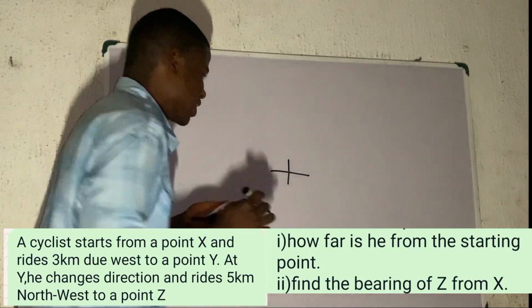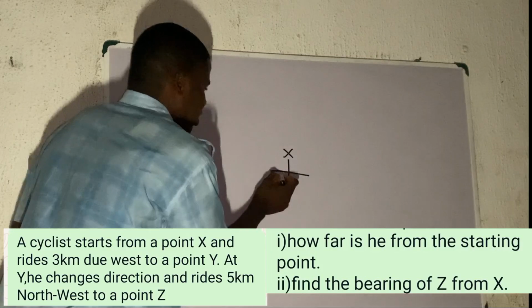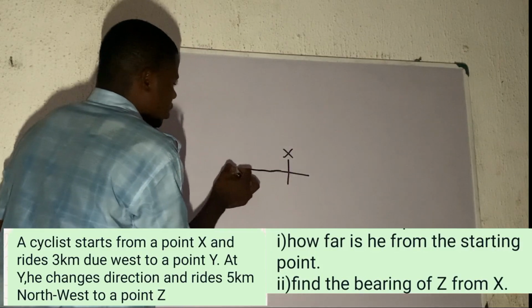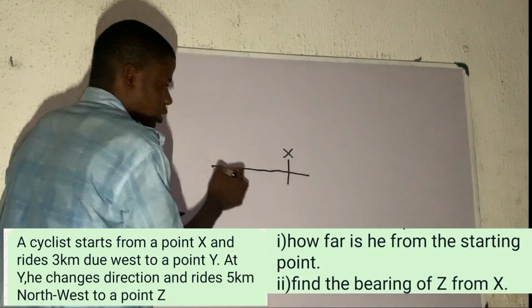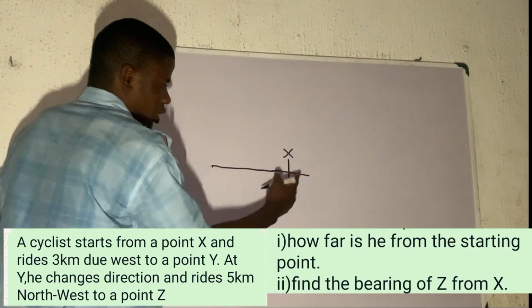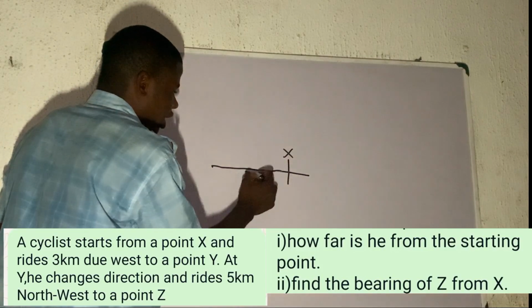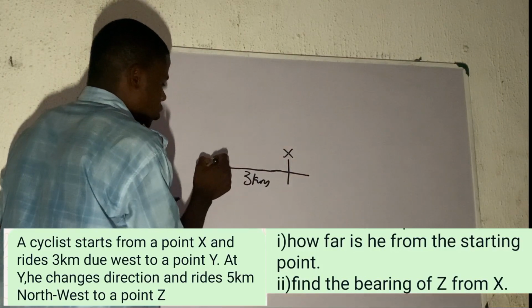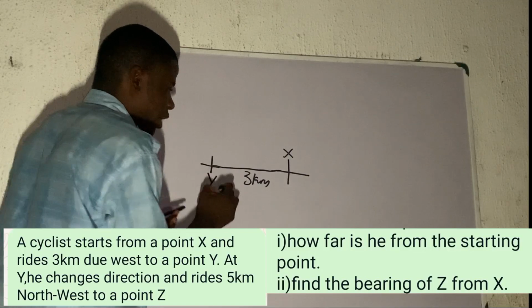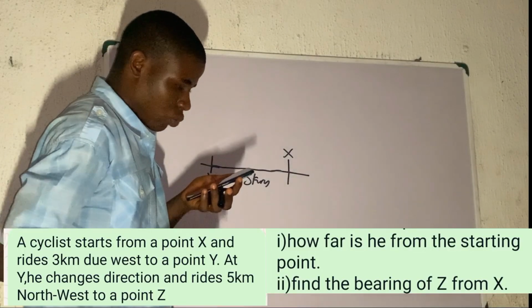Now a cyclist started from a point X and it rides 3 kilometers due west. Remember that this side is what? North, east, south, and west. So 3 kilometers due west to a point Y, and here is Y. Does it make sense? Now, what is the next thing they said?